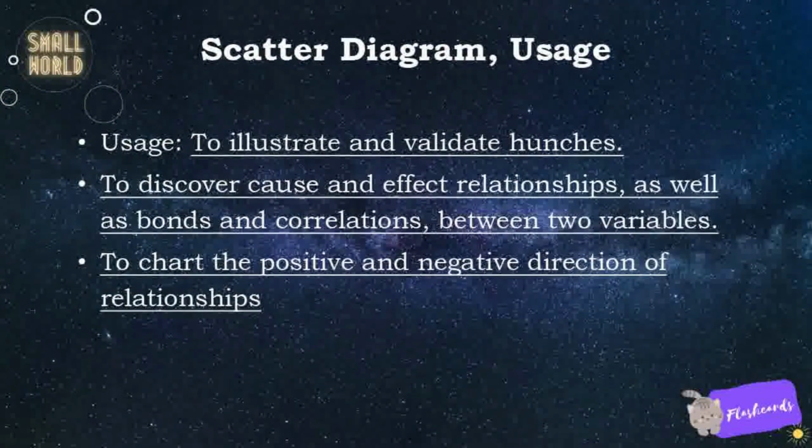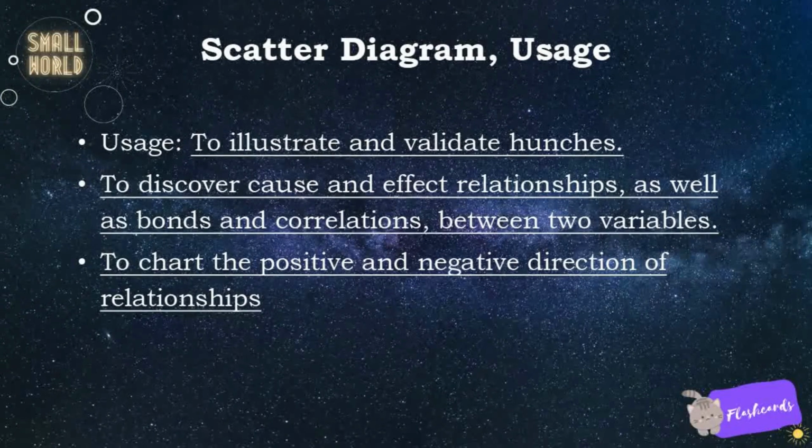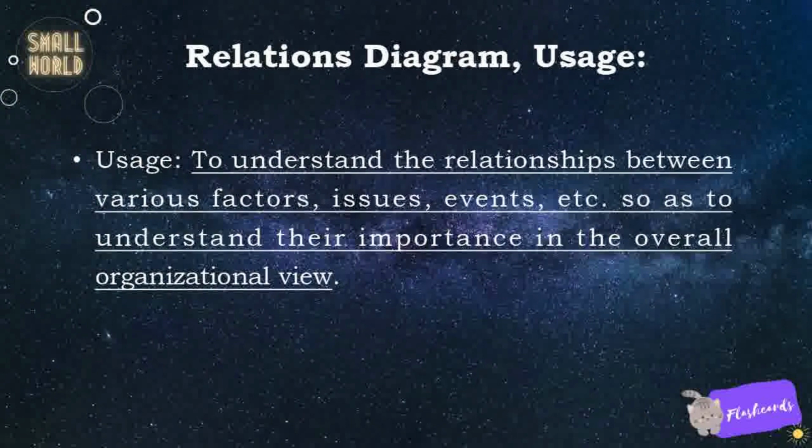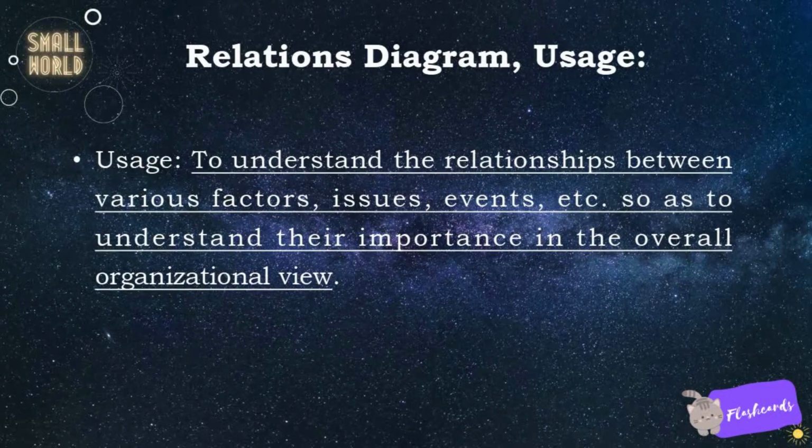Scatter diagram, usage. To illustrate and validate hunches. To discover cause and effect relationships, as well as bonds and correlations, between two variables. To chart the positive and negative direction of relationships. Relations diagram, usage. To understand the relationships between various factors, issues, events, etc., so as to understand their importance in the overall organizational view.